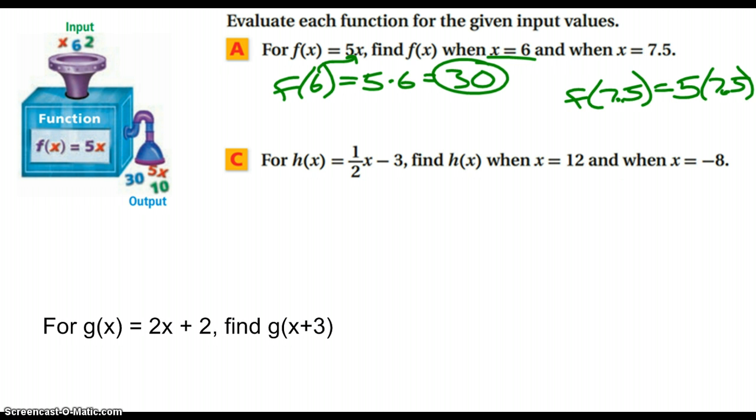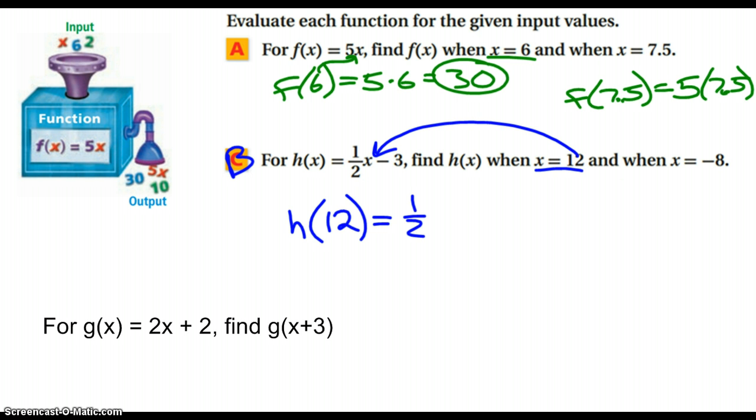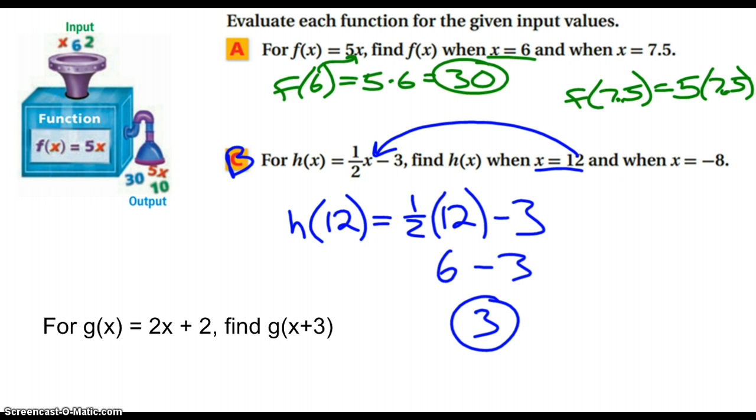Alright. If we go down to the second one, which is technically b. Alright, so h of x, doesn't matter if it says f or not, so I can say h of 12, because we're trying to find it when x equals 12. So h of 12 will equal 1/2 of 12 minus 3. We're going to put 12 in for x. So half of 12 is 6. Minus 3 is 3. So when x is 12, my output is 3.